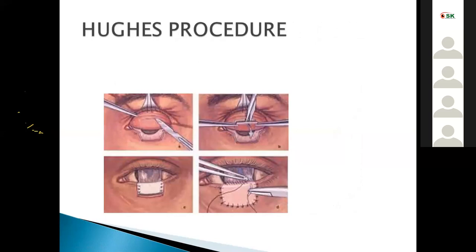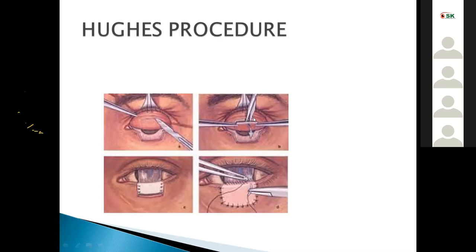Hughes procedure, as I said, you borrow the posterior lamella. So you evert the upper lid. You make incisions just like a Cutler-Beard, but only on posterior lamella. This is called a tarsoconjunctival flap because you cut a bit of tarsal plate. Important to note is some people, even for Cutler-Beard, do a graft of a tarsal plate, which I don't do, and it has worked well for me. This is a tarsoconjunctival, so you put a bit of tarsal plate in this one.